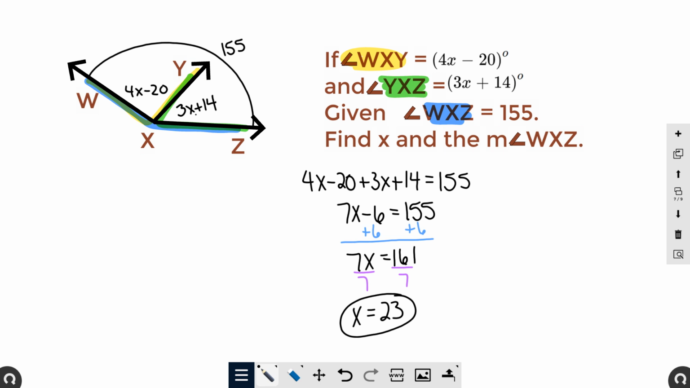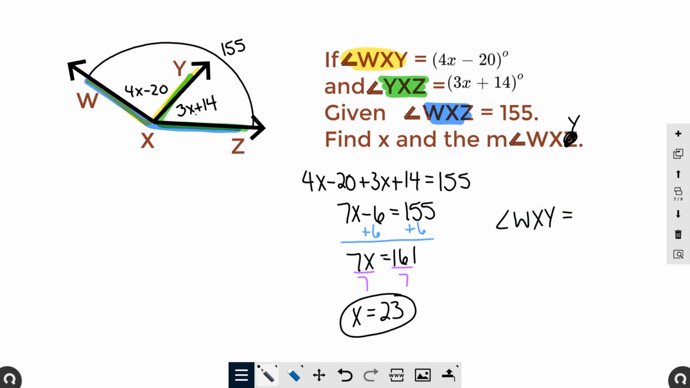Okay, so don't forget to go back and look at the question, because the question says find x and the measure of angle WXZ. I don't know why I put WXZ. It was supposed to be WXY. My bad. Let's change that last one to a Y, because we already know WXZ is what? 155. So we want to find the measure of angle WXY.